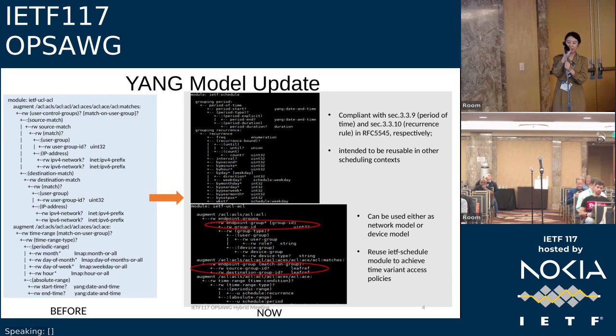Then the second YANG module is regarding the SL extension, which we call the UCL SL. For this YANG module, we augment the SL list with an endpoint group container with an endpoint group list inside. The key is the group ID, to uniquely identify which endpoint group it is. We also allow the group ID to be referenced in the SL match criteria. Finally, we use the grouping defined in the schedule YANG module to implement time-variant access control. As I mentioned earlier, we do not restrict whether this SL extension module is used as a network module or device module; it depends on the implementation. Okay, next slide, please.